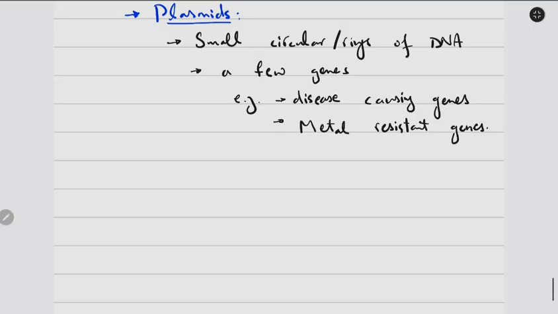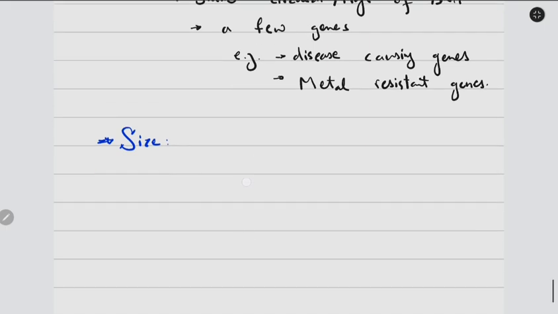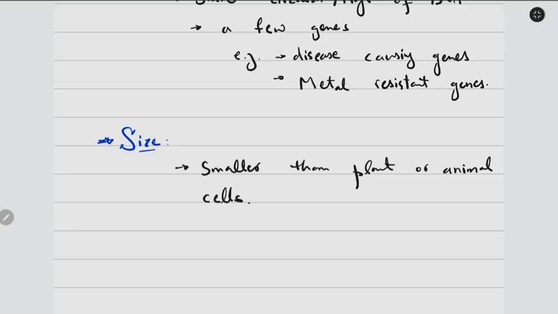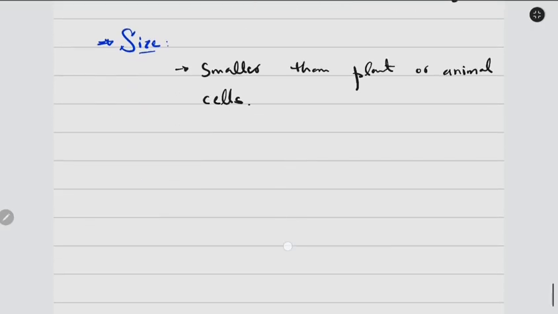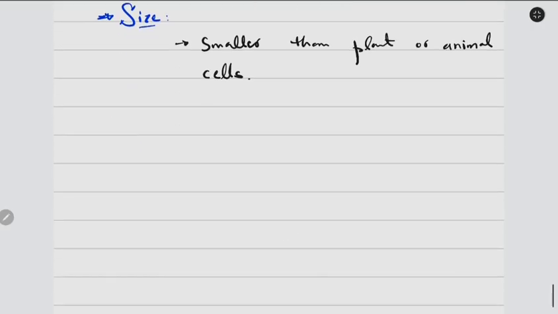Now, if we look at the size of bacterial cells, it's much smaller and the cell is much simpler. Smaller than plant or animal cells, in general. A couple of micrometers, right?